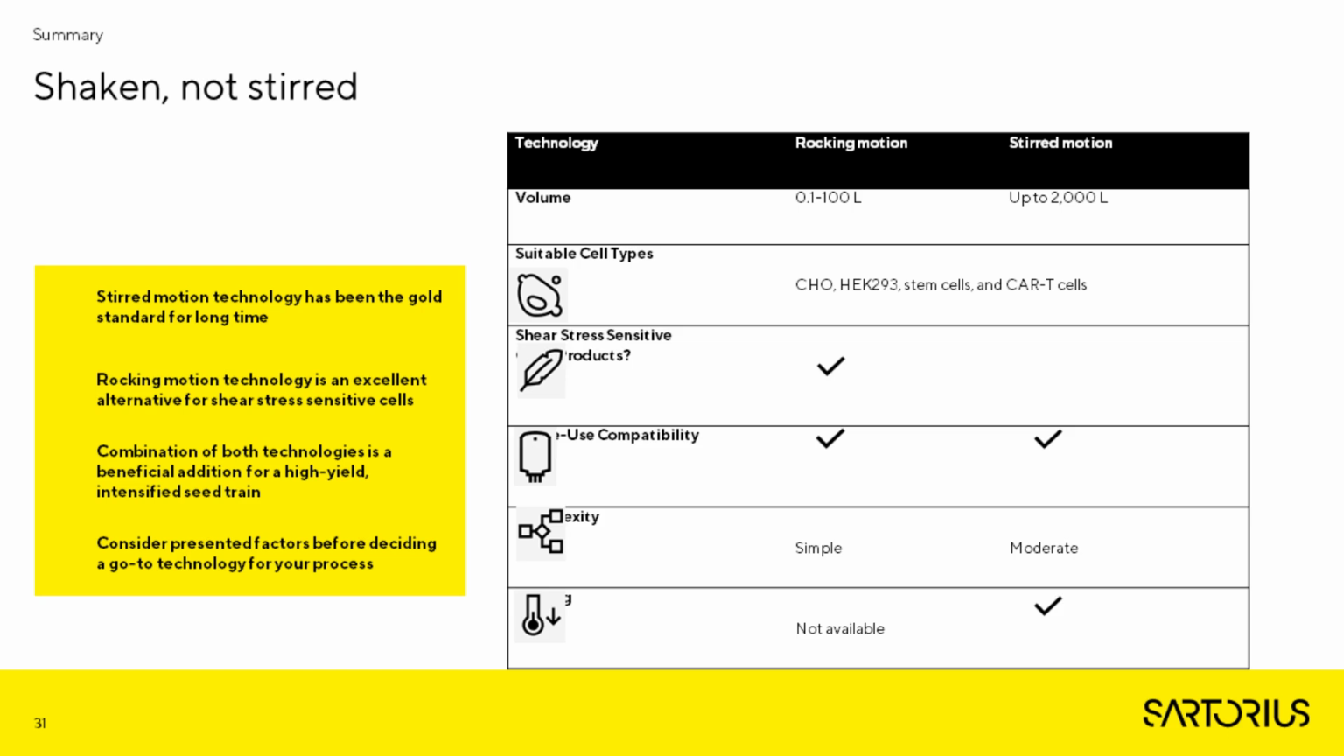If it's a shear sensitive cell line like CAR T cells or stem cells, then rocking motion has definitely an advantage. And I think also in the application data and the slides I showed before, I could prove that rocking motion technology is an excellent alternative for shear stress sensitive cells. And in some cases, the combination of both technologies, especially when we talk about intensified seed trains, is the key to go. If you want to have cooling, then this is not available with rocking motion, but in stirred. And the complexity, the setup of the different technologies, is definitely simpler in rocking motion, although a stirred bioreactor is also not very complicated to set up.